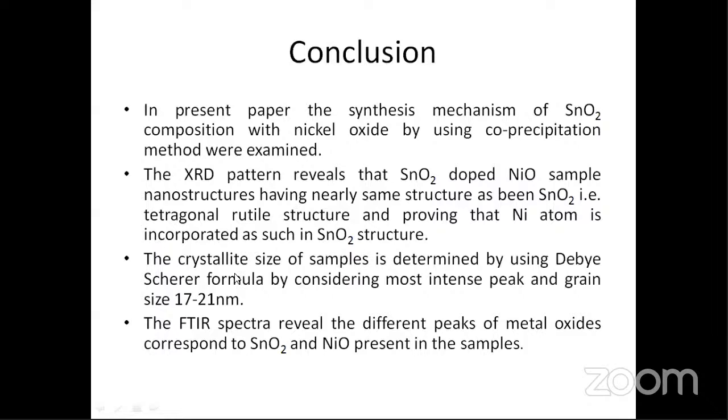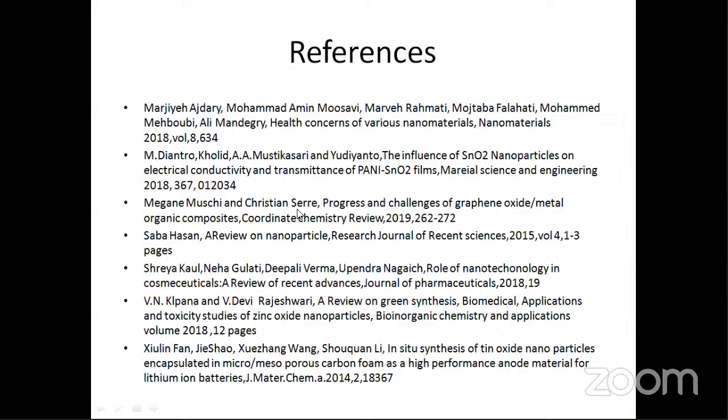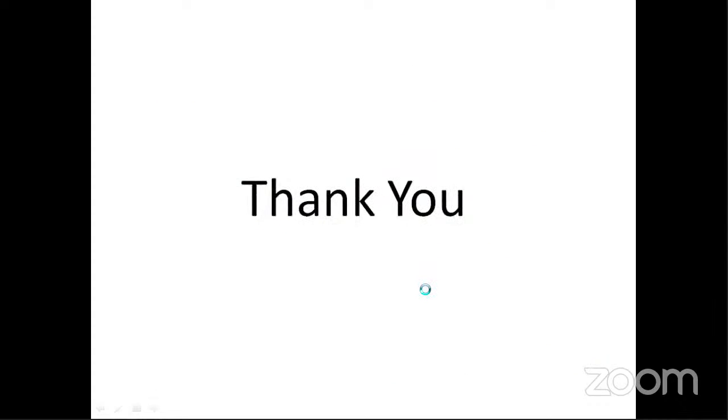The crystallite size of the sample is determined using the Debye-Scherrer formula by considering the most intense peak, and the crystallite size comes out to be 17 to 21 nanometers, the average crystallite size. The FTIR spectra reveal the different peaks of metal oxide corresponding to SnO2 and nickel oxide present in the samples. Lastly, the references used proved very beneficial in making this PPT. Thank you.